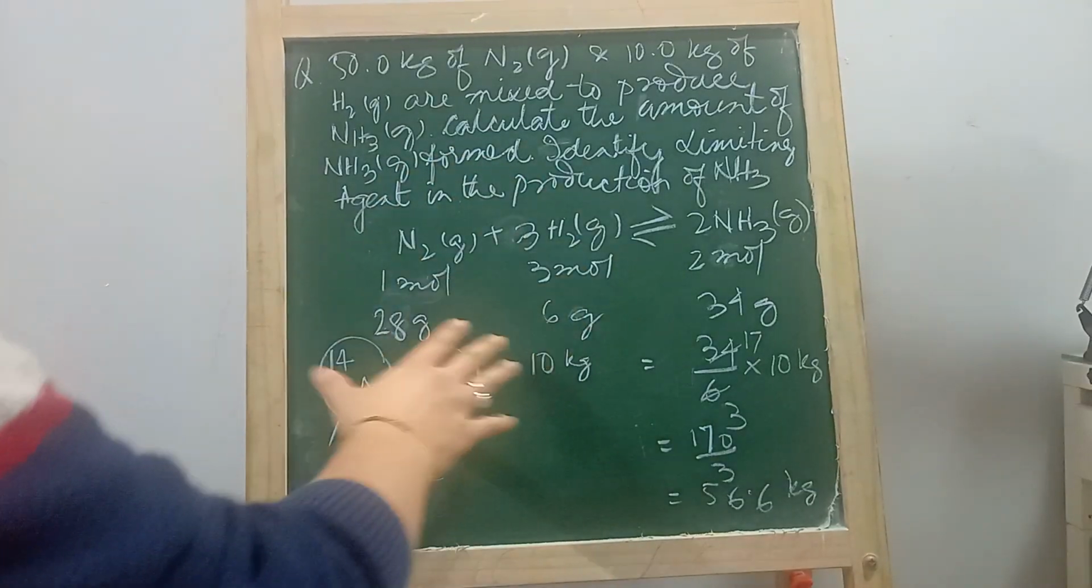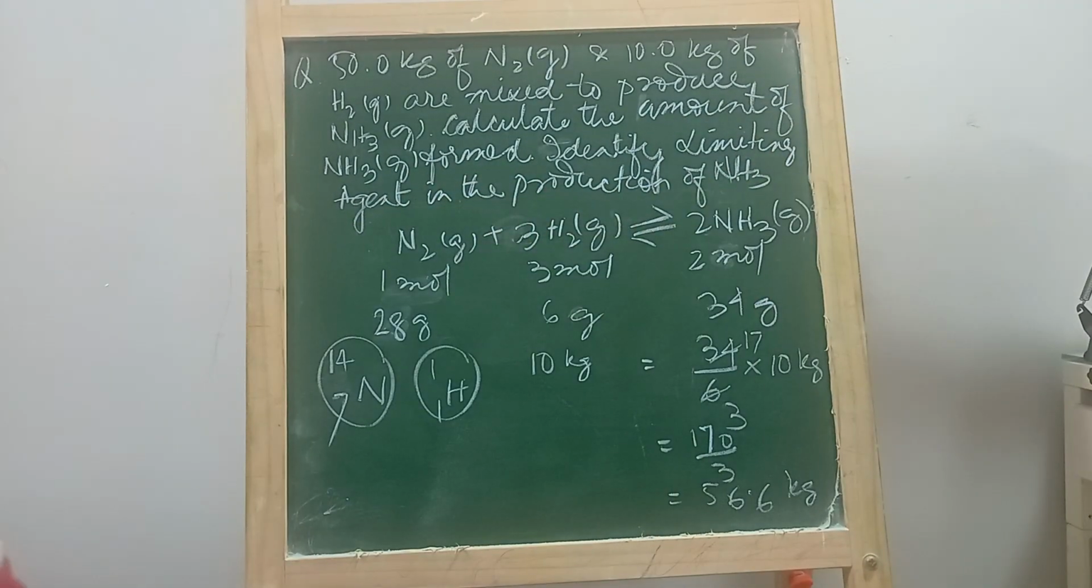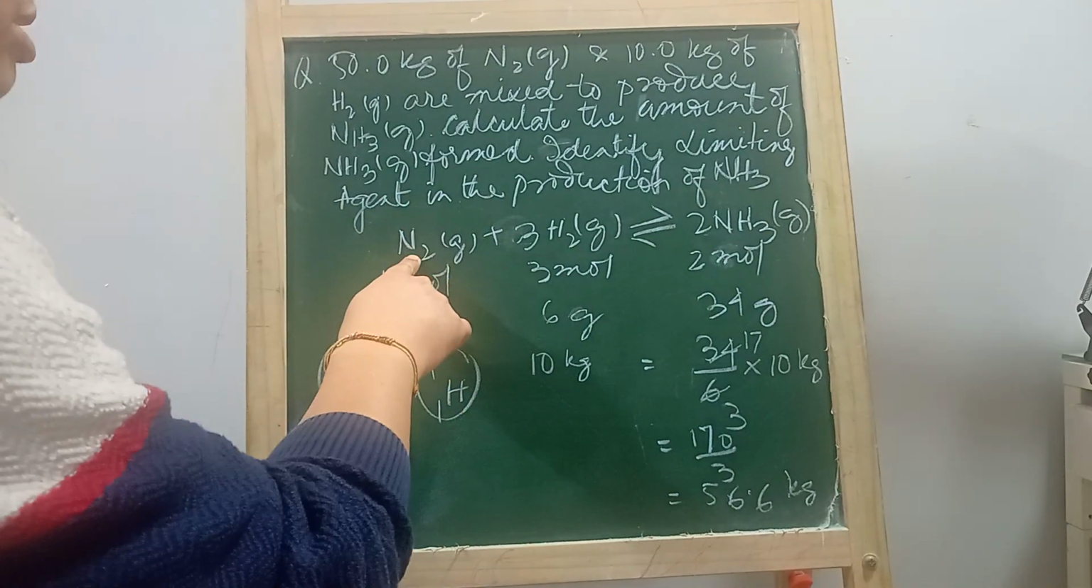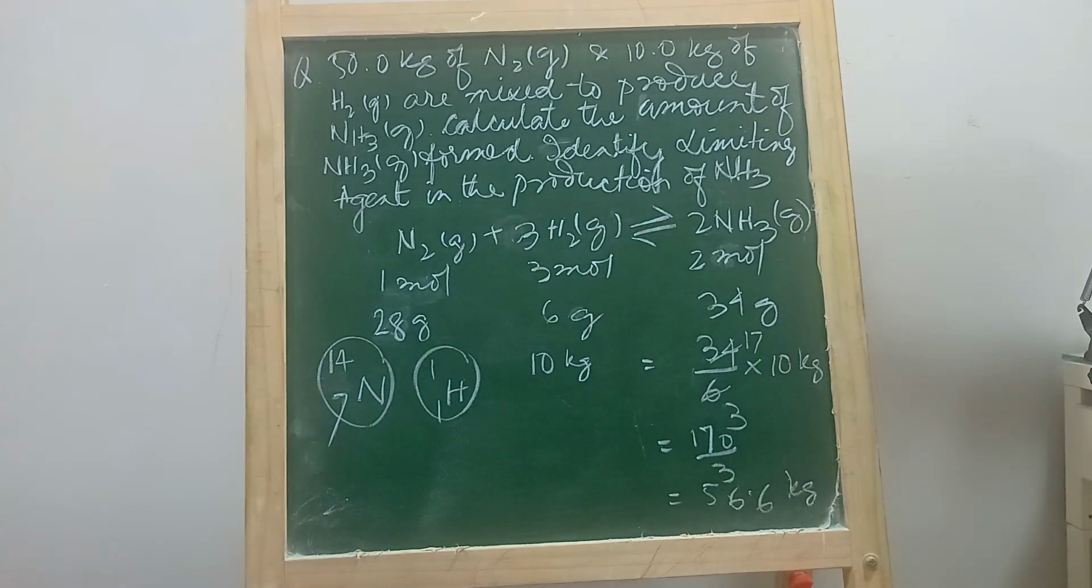Balanced means the number of atoms on the left hand side is equal to the number of atoms on the right hand side. That means the number of atoms is conserved, the mass is conserved, according to the law of conservation of mass of chemical combination. Now, what does it mean? It means that one mole of nitrogen combines with 3 moles of hydrogen to give 2 moles of ammonia. So what is a mole? It's just a number, right?